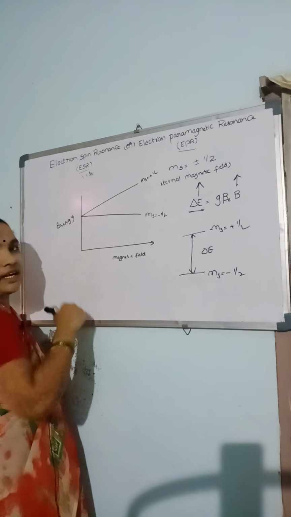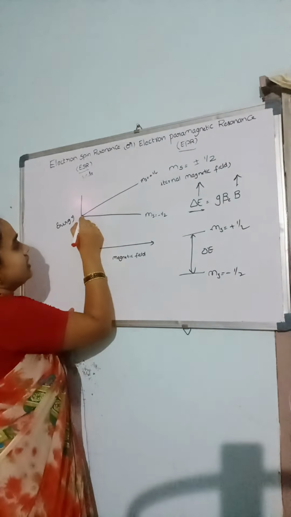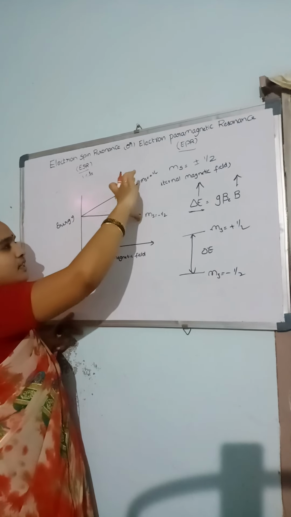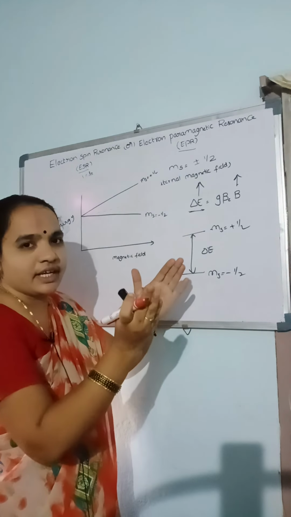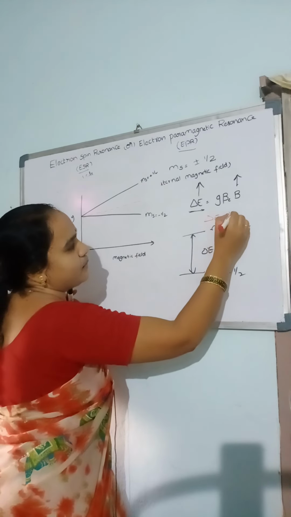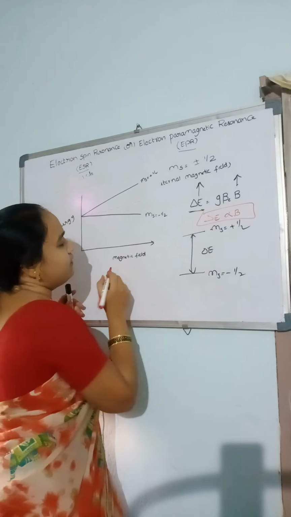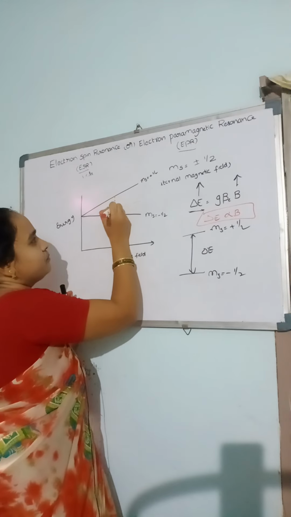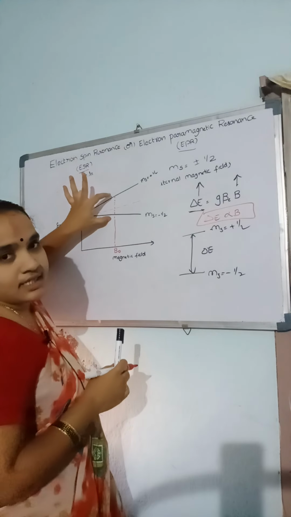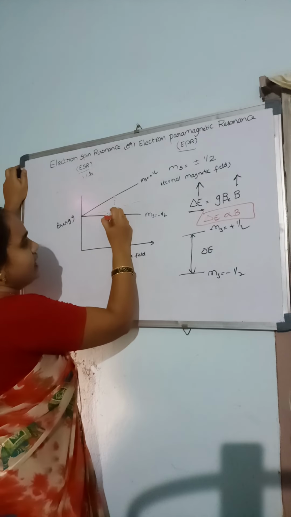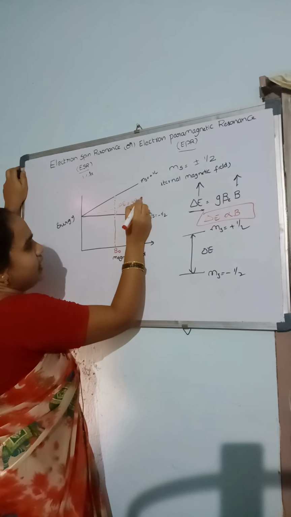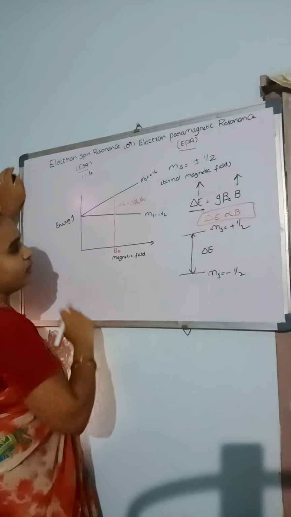From this diagram, what I am showing is that if you increase the external magnetic field, the separation between the two levels will also increase. So delta E is directly proportional to B. At a fixed magnetic field, for example at B naught, delta E is fixed. So what is delta E here? Delta E is equal to g beta e B naught.